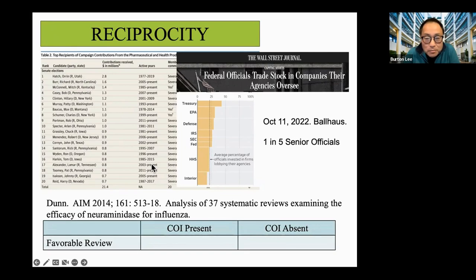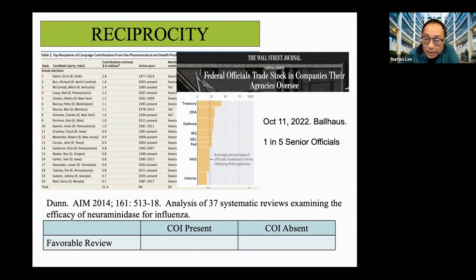Now, getting more into the topic at hand, which is the topic of scientific evidence, here is an interesting study in Annals of Internal Medicine from 2014, and Dunn and the team looked at a whole bunch of systematic reviews looking at the efficacy of neuraminidase inhibitors for influenza. So this is like Tamiflu, for example. What they did was they divided the systematic reviews where there was a conflict of interest among the authors versus those that did not have a conflict of interest.